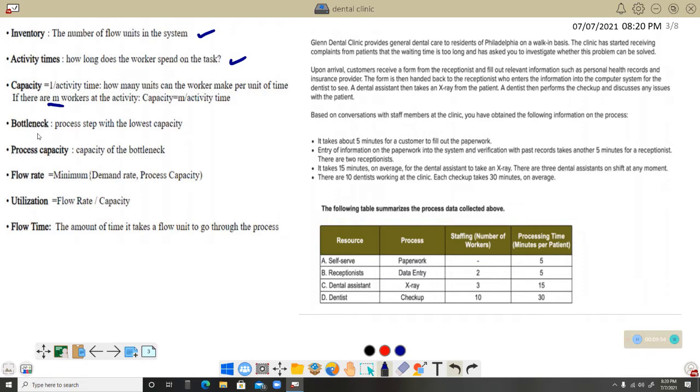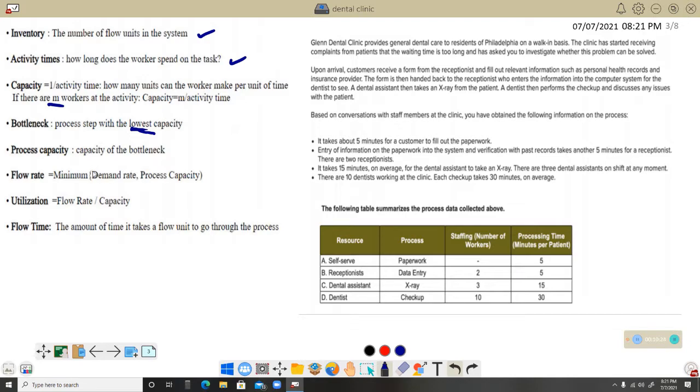As far as the bottleneck, this is the other terminology: the process step with the lowest capacity, or the minimum capacity. We will identify which capacity is the lowest value, that is the bottleneck. Process capacity is the capacity of the bottleneck. Process capacity is the numerical value that we get for the bottleneck. Flow rate is the minimum of demand rate, comma, process capacity.